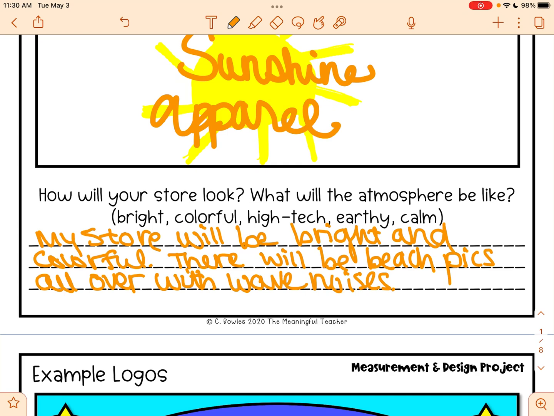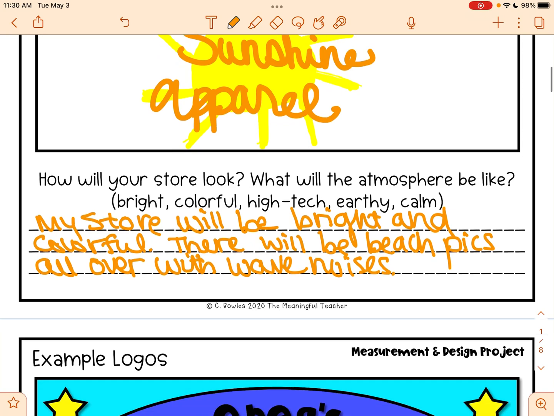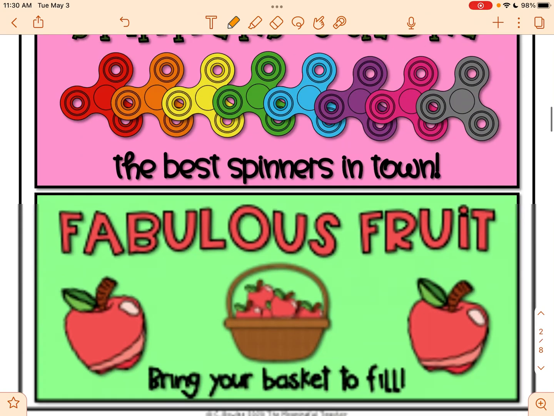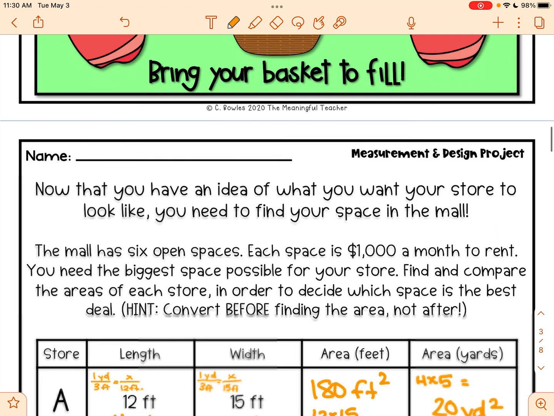So when you walk in my store, this is what it's going to be like. My store is going to be bright and colorful. There will be beach pictures all over with wave noises, and it's going to be super fun. Okay? Now remember, this second page was just to give you ideas on how your logo should be.